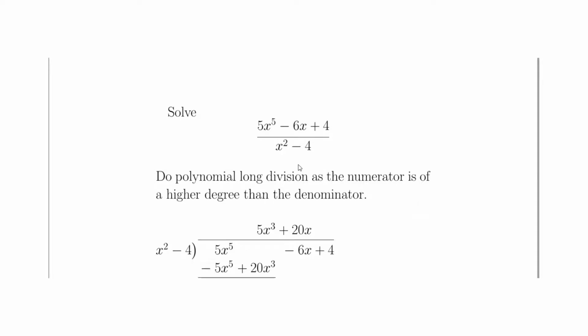Today we're looking at polynomial long division, and specifically we're looking at this quotient here, which is 5x to the 5 minus 6x plus 4 divided by x squared minus 4.